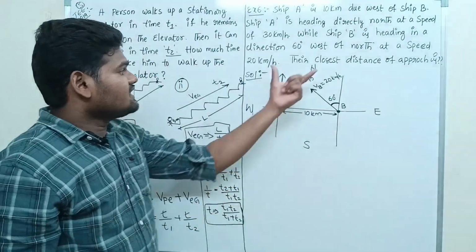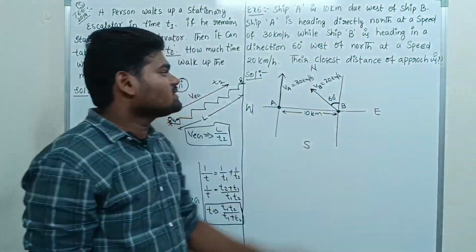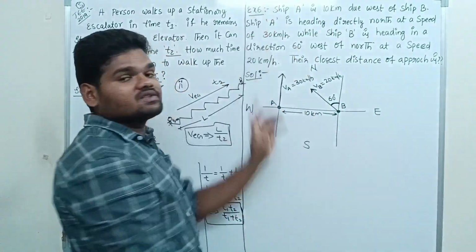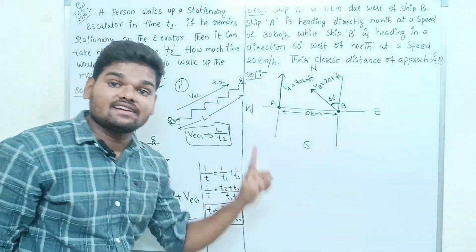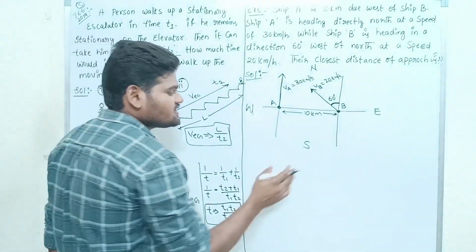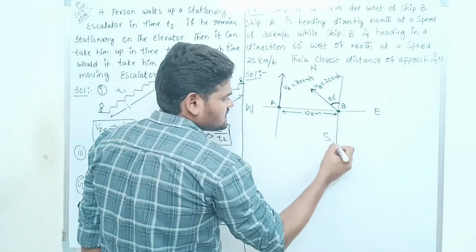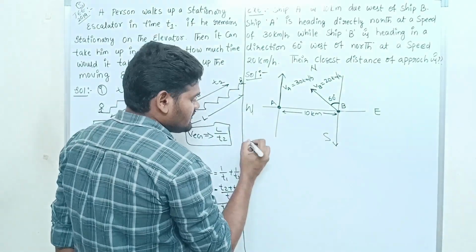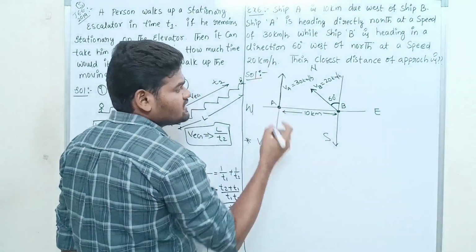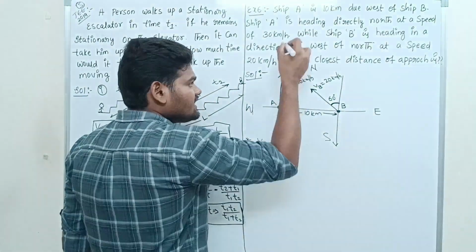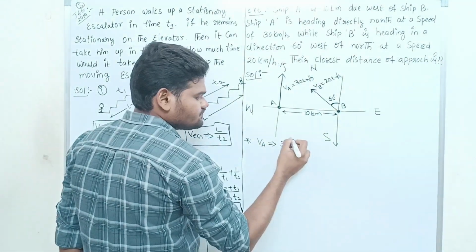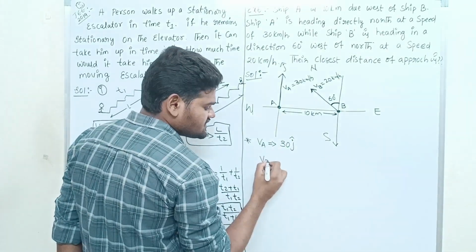Their closest distance of approach is, so it is moving like this, it is moving like this. So what is the closest distance between ship A and ship B? We have to find. Okay, right. So I'm going to solve it. This is the south direction. So velocity of ship A is equal to how much? 30 kilometers per hour in north direction. In north direction, what is the unit vector? j cap. Okay.